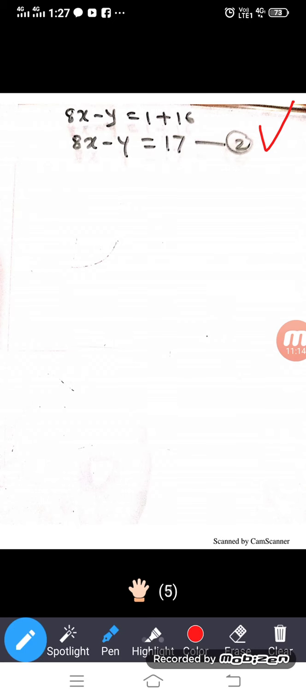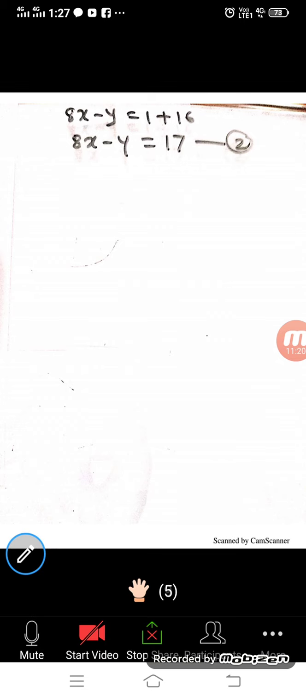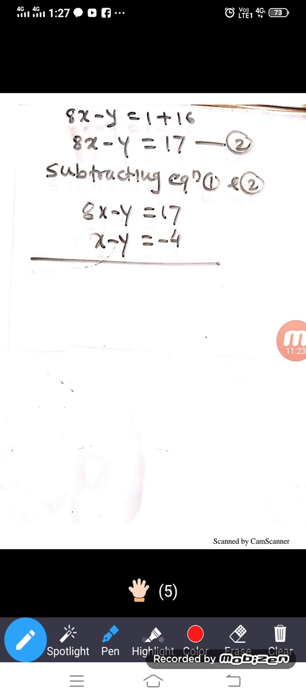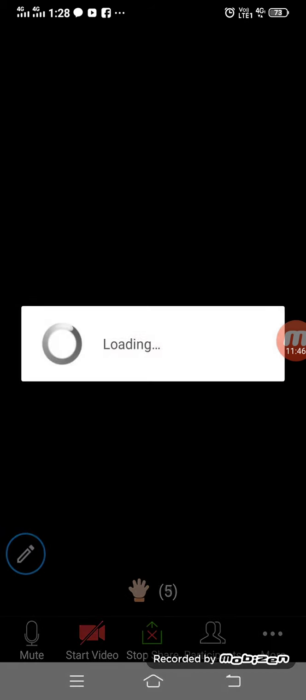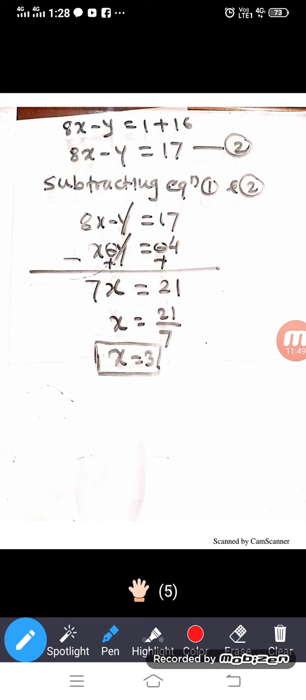From equation 1 and equation 2, the coefficient of y is the same, minus y, with the same sign. Then subtracting equation 1 and 2: 8x minus y is equal to 17 and x minus y is equal to minus 4. Subtract equation 1 from 2. The signs of the second equation change and subtract from the first: minus x plus y is equal to plus 4.